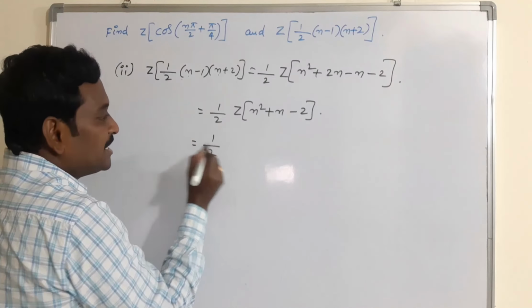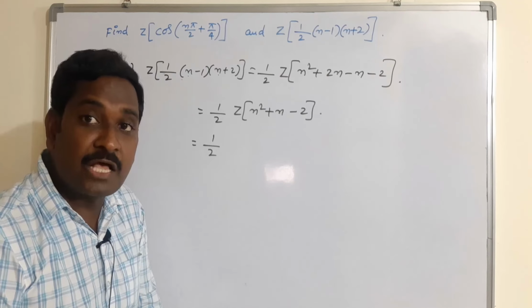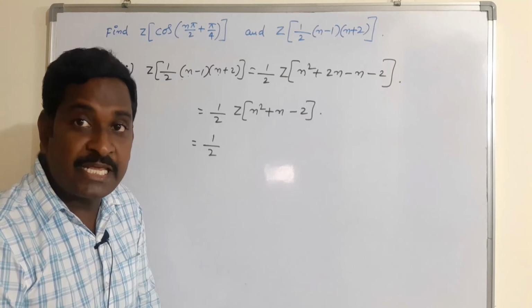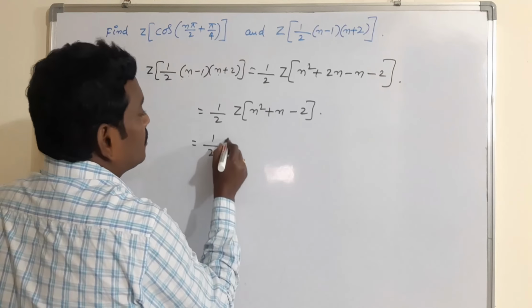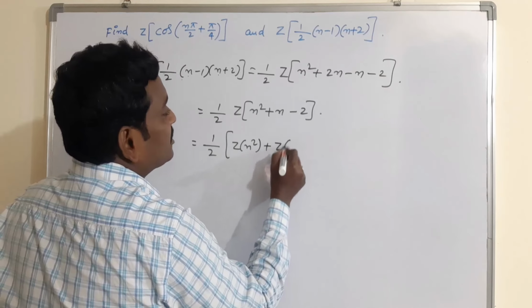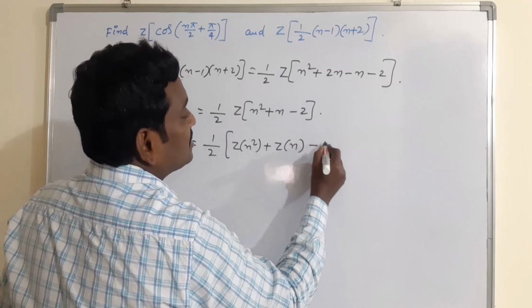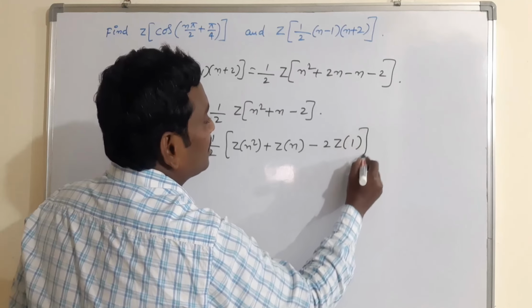Okay, according to the linear property in Z transformations, Z transformation operator capital Z also satisfies linear property like Laplace transform operator capital L. Don't forget it. So you will get Z transformation of n square plus Z transformation of n. 2 is the constant term, so I will write as 2 times of Z transformation of 1.